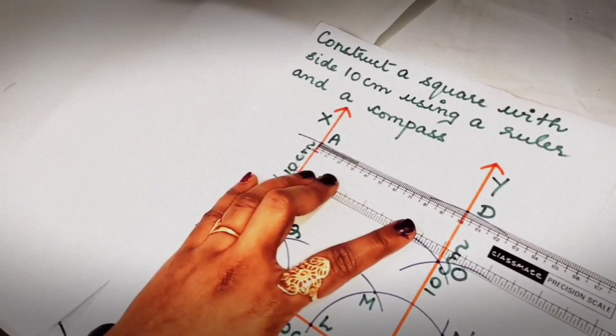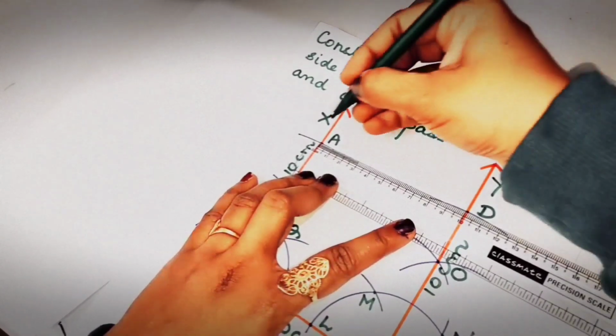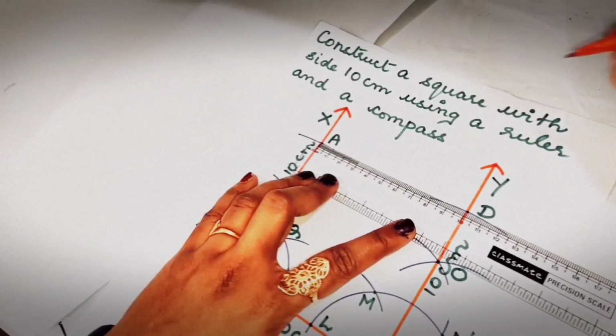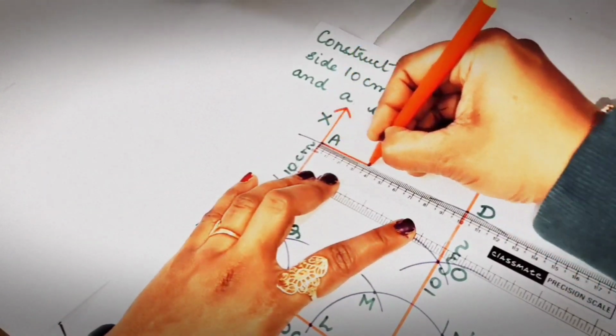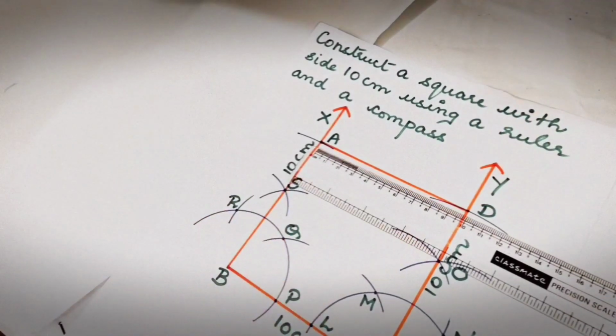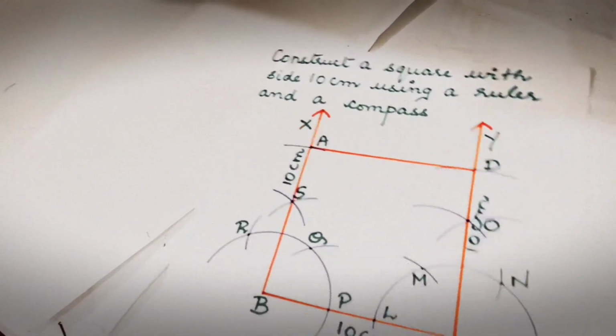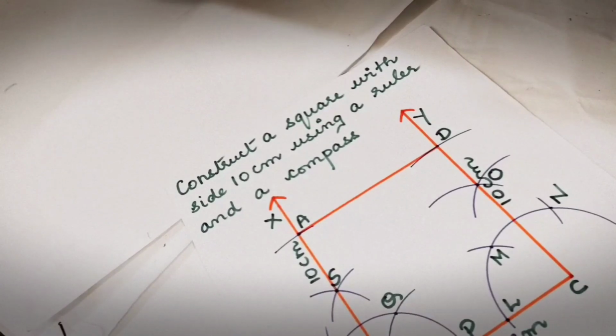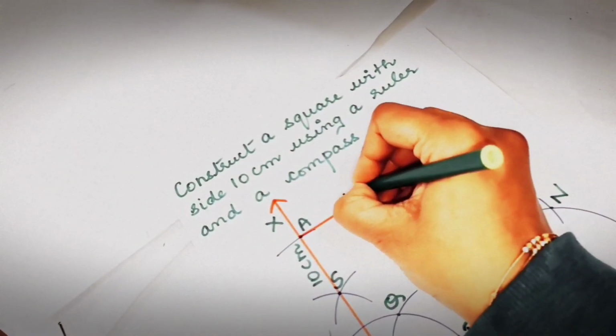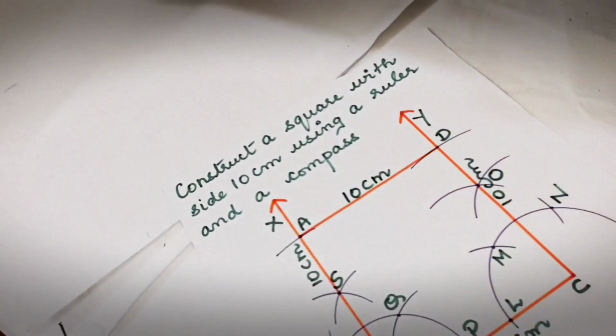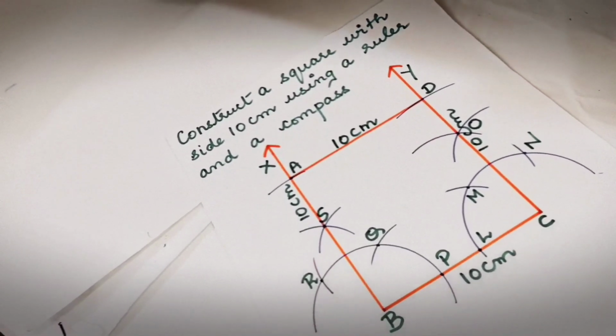So the last side will be obtained by connecting A and D. We can see that the line segment connecting A and D is 10 centimeters. So we write 10 centimeters on the line segment. Hence, we have finished constructing the square.